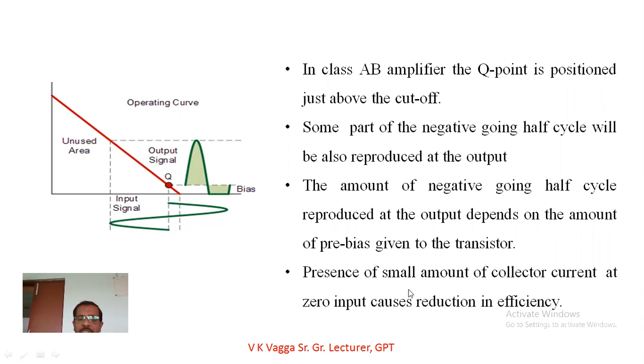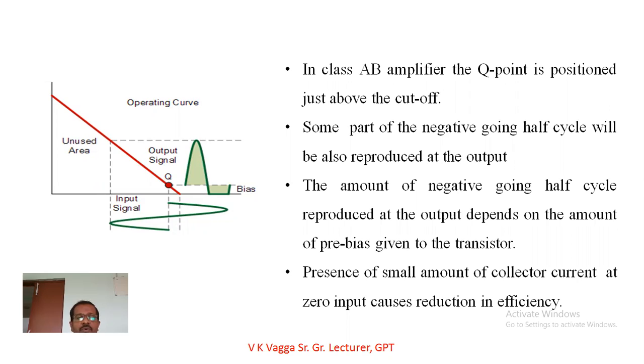Okay, and the presence of a small amount of collector current at zero input causes reduction in the efficiency. In case of the class B amplifier, the efficiency is equal to 78.5%. In case of class A, it is equal to 25 to 50%. In case of the class AB, the efficiency is above class A, and it should be below class B. So that means the efficiency is in between, 50 to 78.5%.